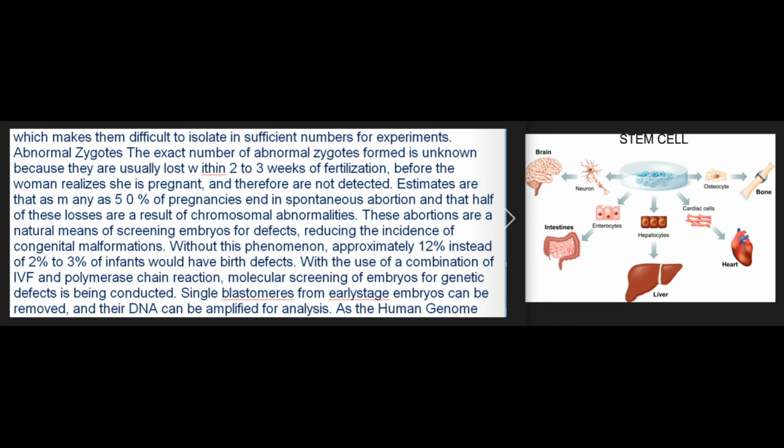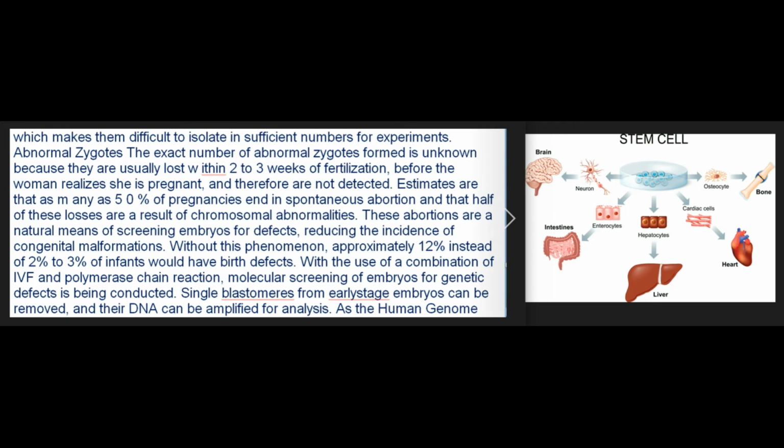Abnormal zygotes. The exact number of abnormal zygotes formed is unknown because they are usually lost within 2 to 3 weeks of fertilization, before the woman realizes she is pregnant, and therefore are not detected. Estimates are that as many as 50% of pregnancies end in spontaneous abortion and that half of these losses are a result of chromosomal abnormalities. These abortions are a natural means of screening embryos for defects, reducing the incidence of congenital malformations. Without this phenomenon, approximately 12% instead of 2% to 3% of infants would have birth defects.